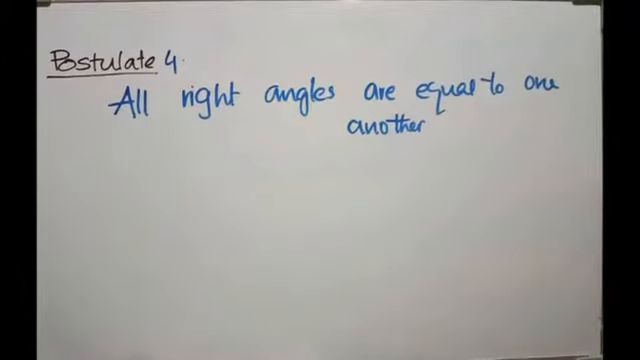The fourth postulate is: all right angles are equal to one another. You know what a right angle is? It's an angle which makes 90 degrees. So wherever you find a right angle, it gives us the answer 90 degrees. So it's very clear that all right angles are equal to one another.